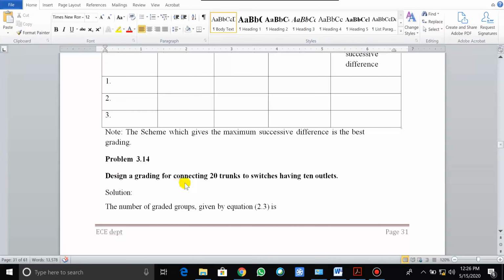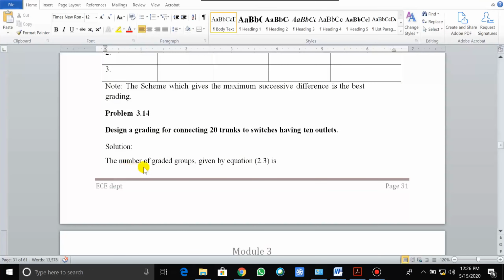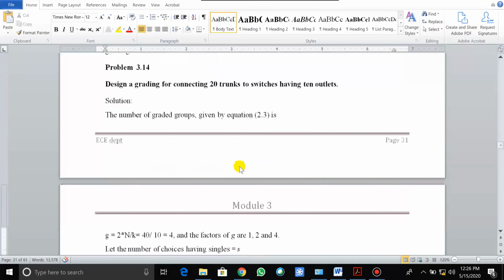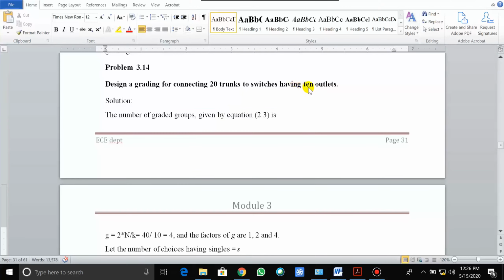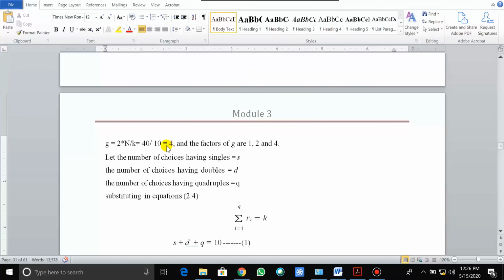Design a grading for a connection of 20 trunks to a switch having 10 outlets. Here, the number of graded groups is given by the equation G = 2n/k. So 2 into n, they have given 20, so it is 40. The k value is 10 because they have mentioned 10 outlets. So k = 10, and you will get 4. And the factors of G are 1, 2 or 4.